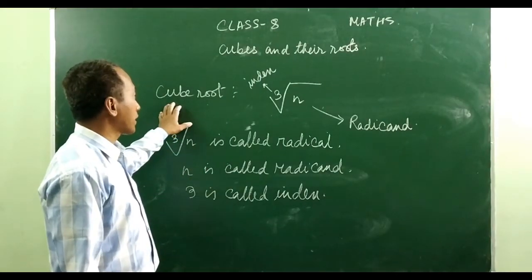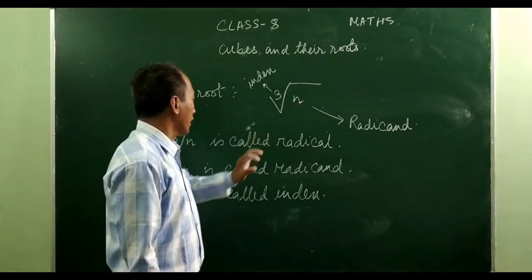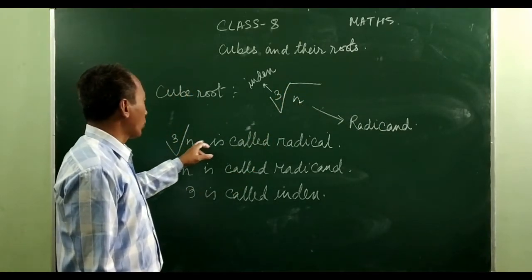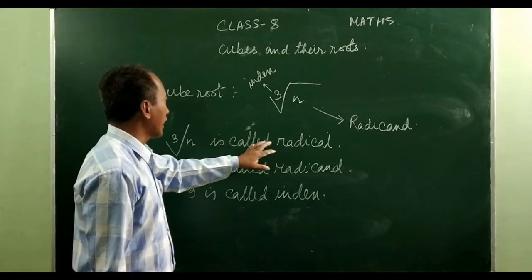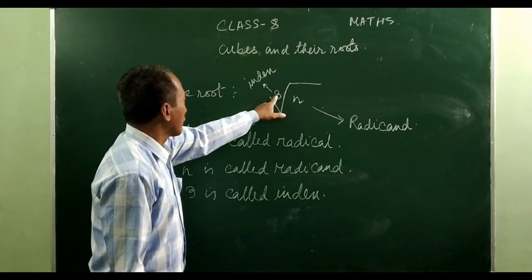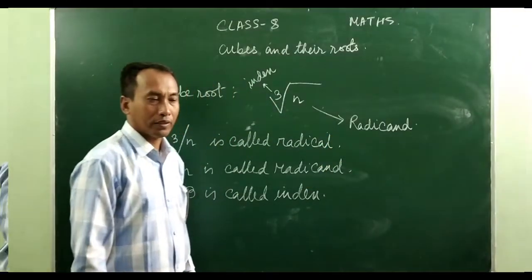Students, now we are going to study the cube root. The cube root can be expressed in this way. Here, this is called the cube root, and this symbol is called the radical. And here, 3 is called the index and n is called the radicand.